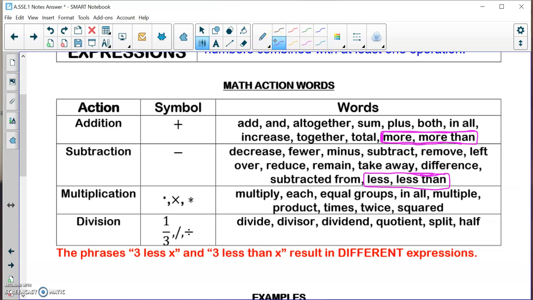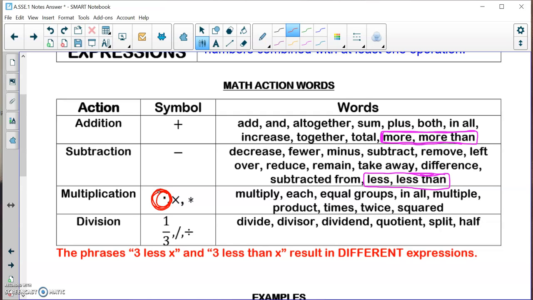Multiplication. So you guys are so used to using the x as multiplication. We are going to get rid of that for algebra. For algebra, we are going to use this symbol because the x looks like a variable. So we don't want to use the x when it comes to multiplication. All of these words mean multiplication.